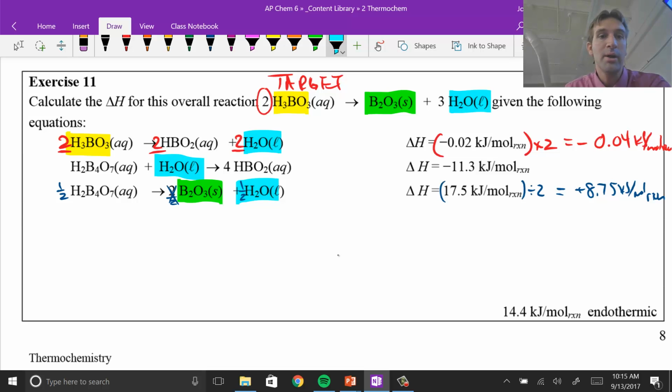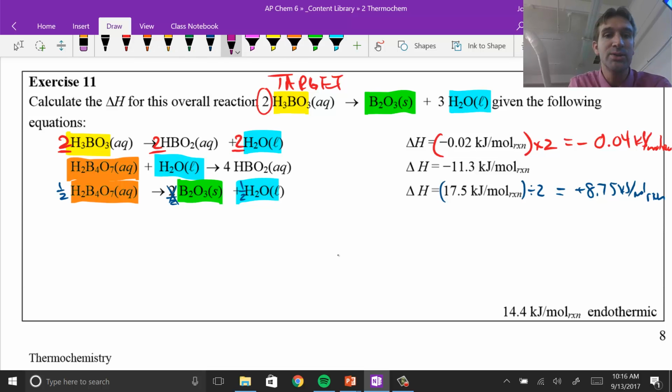What we're going to have to do here is reverse this. We're going to have to flip this equation over so that I can get water as a product and not as a reactant. I don't want it to cancel here. You'll also see we have a secondary item, H2B4O7 and H2B4O7. That item is on the left side, both on the left side, but it's not part of the target equation. By reversing this middle equation, I'm able to fix that problem too. So let's go ahead and work that out.